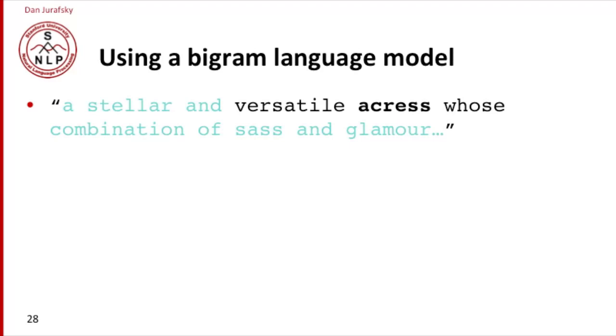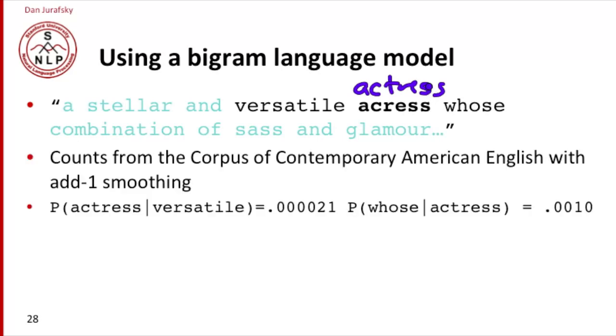Unfortunately, we can see from the original sentence taken from Kernighan et al.'s paper that across is the wrong word. The original sentence is a stellar and versatile actress whose combination of sass and glamour. And it should be clear that this word should have been actress. So across is the wrong word. So just using a unigram model, the noisy channel makes a mistake. So let's look at a bigram model. How well could we do with a bigram model?